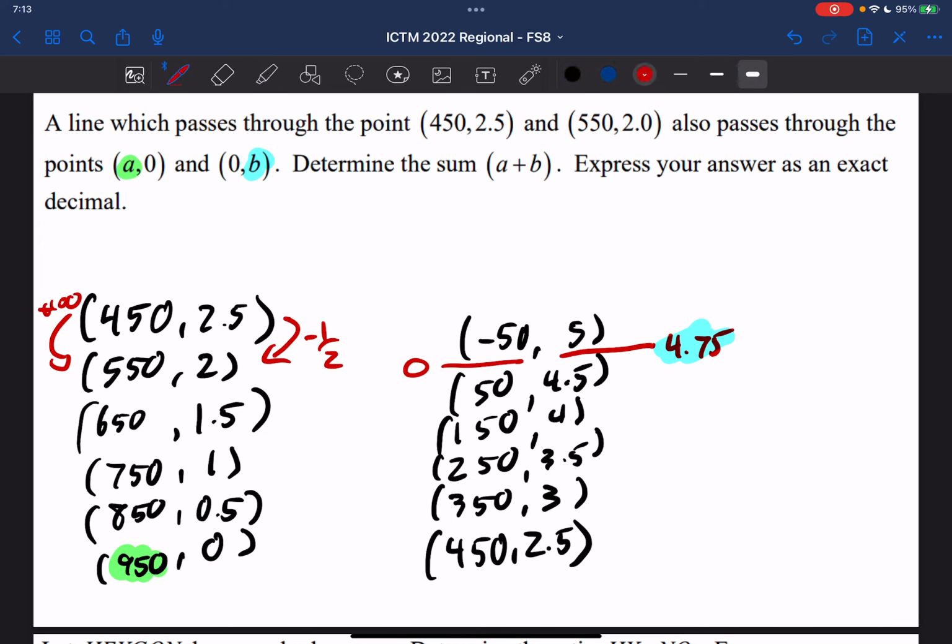So you can take 950 plus 4.75, and you get 954.75. So this is an alternative way from finding the equation, because with the slope being as small as it is, you're going to have some really small fractions to contend with. Can you get it? Absolutely you can, but I just wanted to show you a different way.